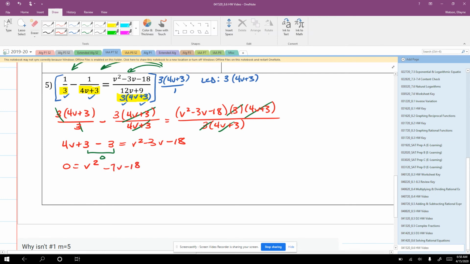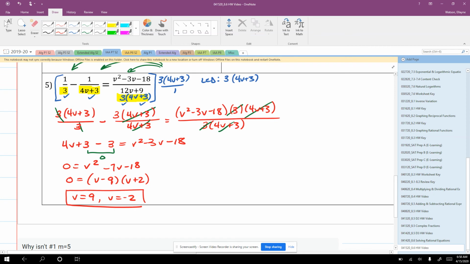Now, at this step, remember, you're solving. So 2 pretty good options here, quadratic formula or factor. I'm going to go ahead and factor, because this is going to factor nicely into v minus 9 times v plus 2. Okay, solve each one. That means v is going to equal 9, and v is going to equal -2. Okay, I do a quick check for restrictions. Does 9 make any of the denominators 0? No, it does not. Does -2 make any of the denominators 0? No, it does not, so I'm good.